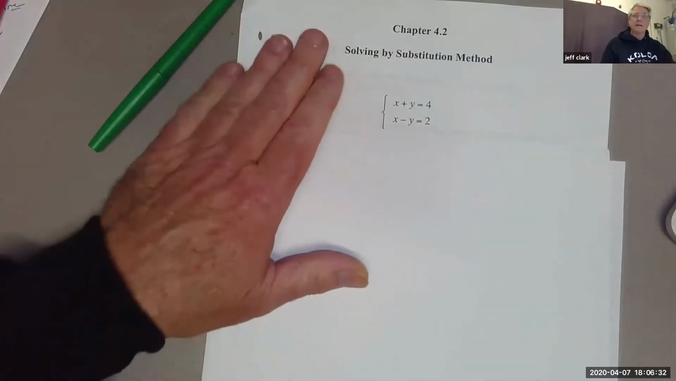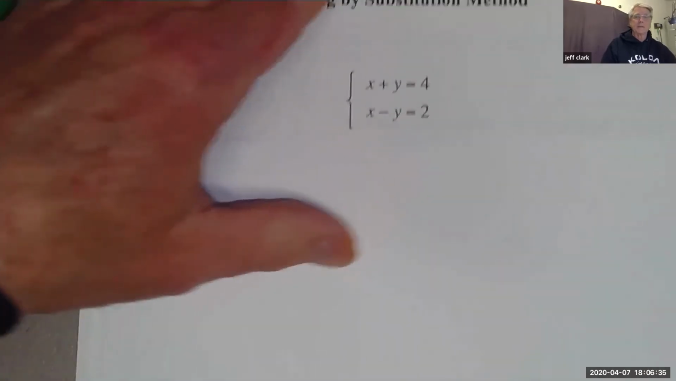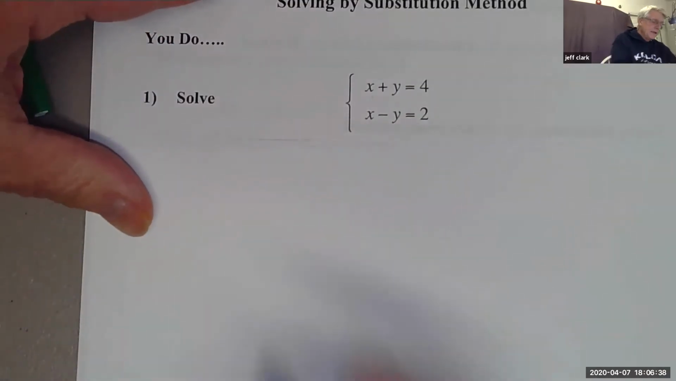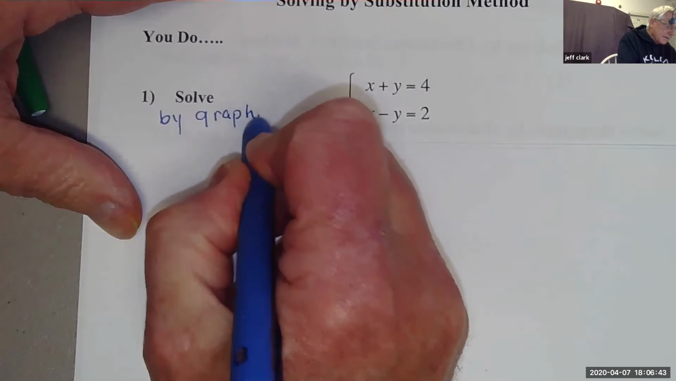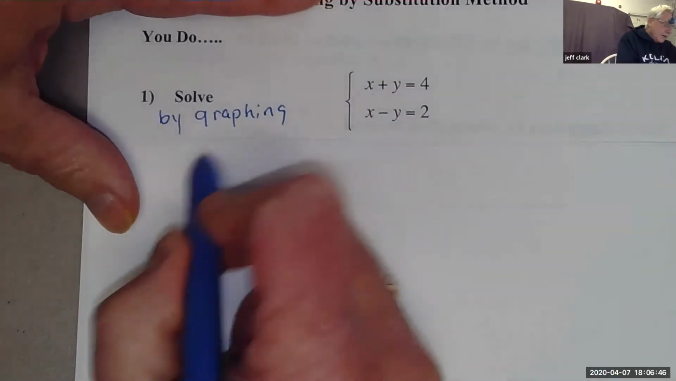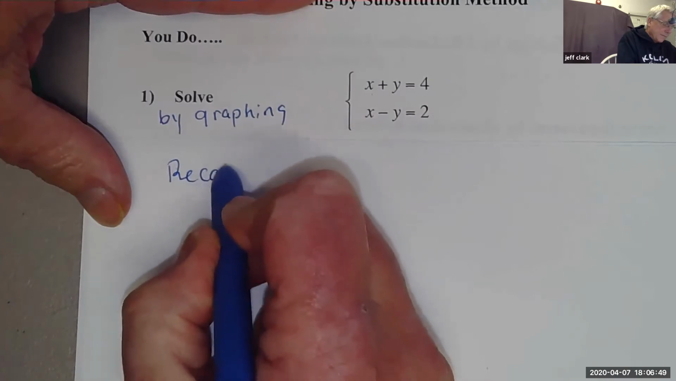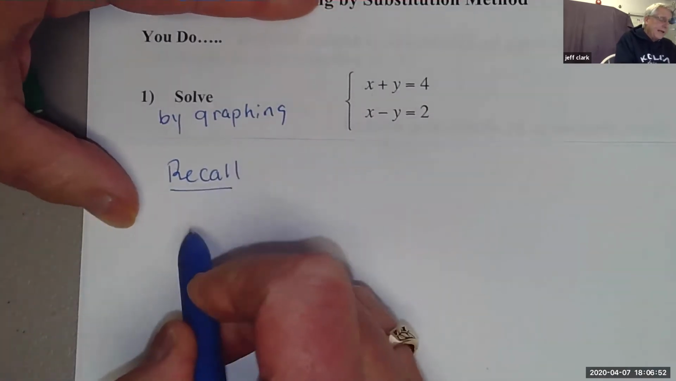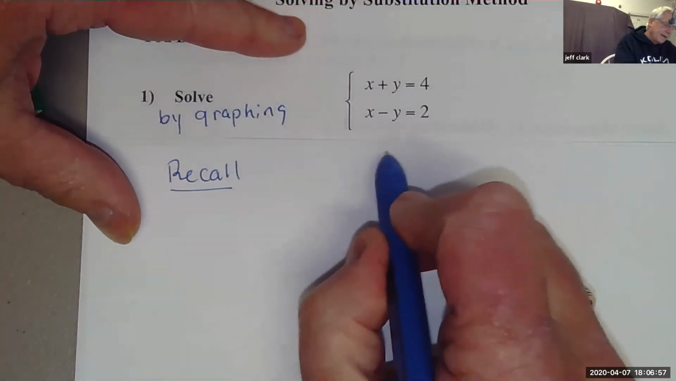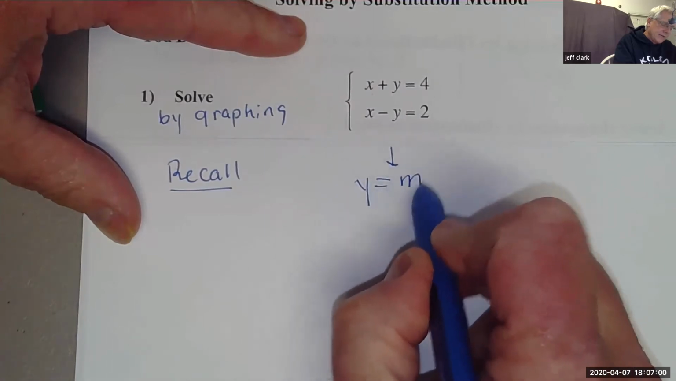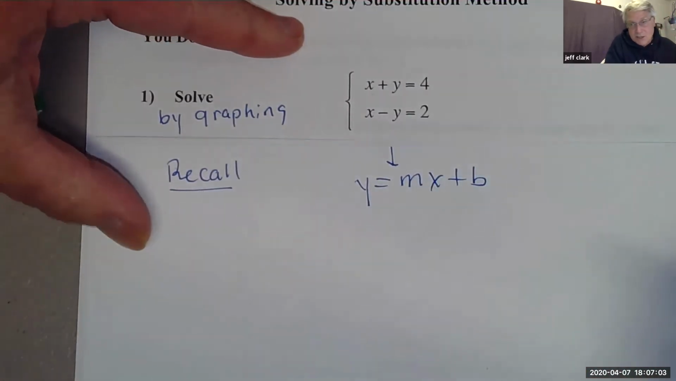Now I want to show you something with some of the last problems that we did. If you recall, we graphed problems that look sort of like this, where it says solve by graphing. What we'll end up doing is getting it into slope-intercept form, y equals mx plus b. We want everything in y equals mx plus b form, because it's so much easier to look at.